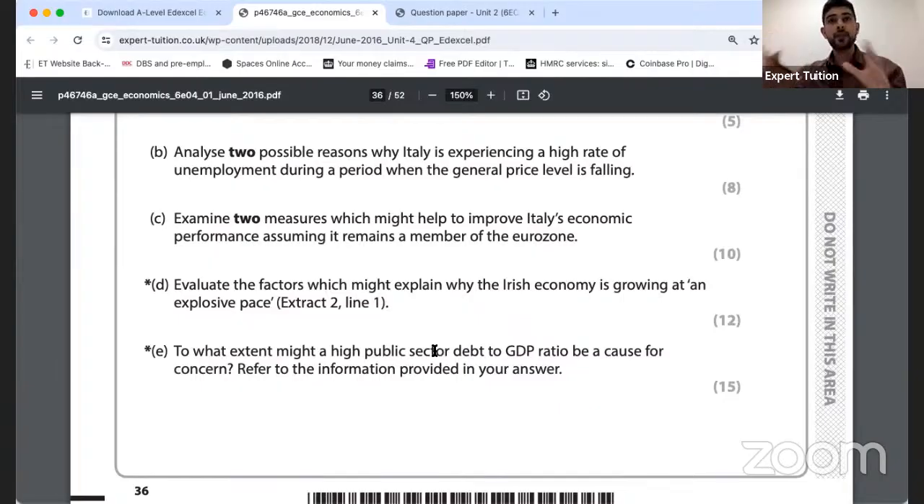So your starting point is to define the following: a fiscal deficit is where government spending exceeds tax revenue in 1 year. Now, if that's the fiscal deficit, what's national debt? Well, national debt is the accumulation of all the unpaid fiscal deficits up to that point in time.